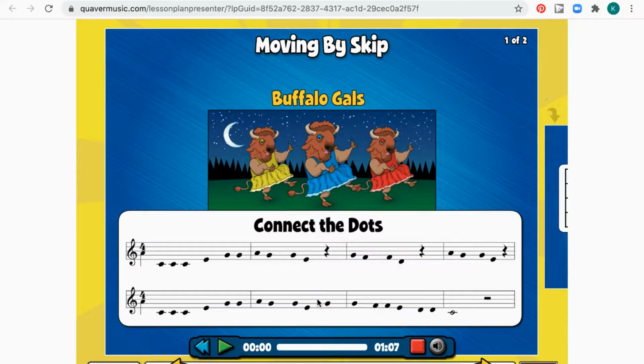Let's use our hands to show the melody and the phrase while I play the music.